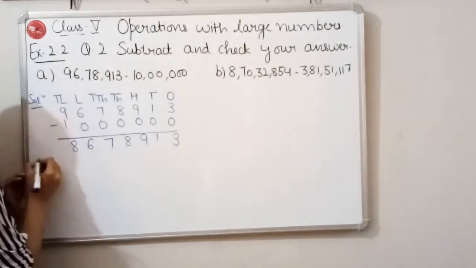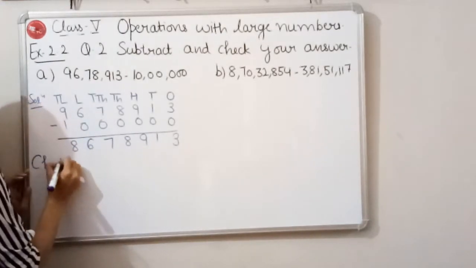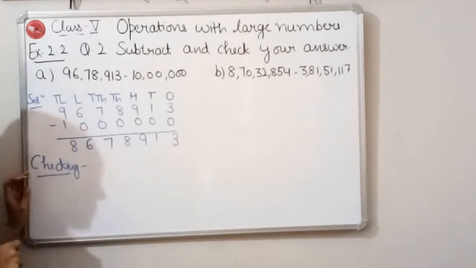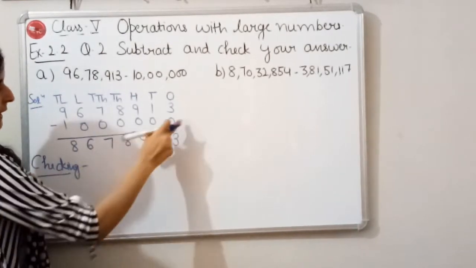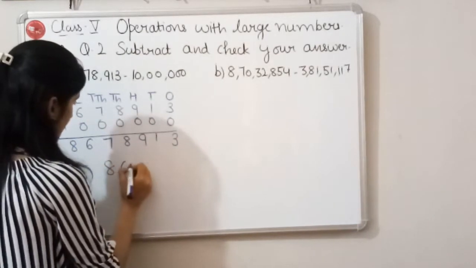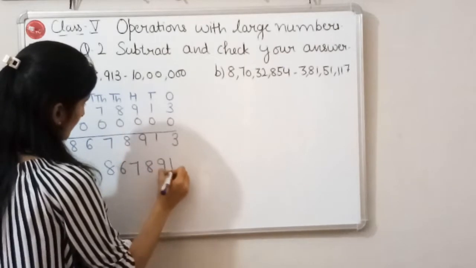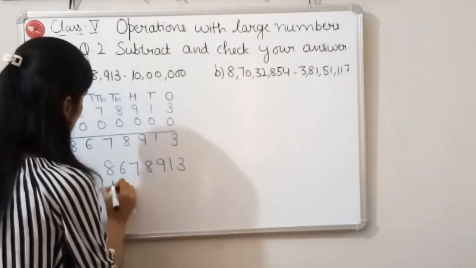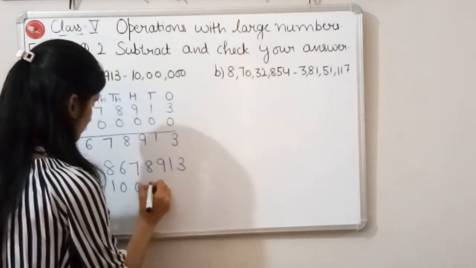Now what we have to do? We have to do the checking part. How will we check? We will add this difference to this subtrahend. So 8, 6, 7, 8, 9, 1, 3 and then ten lakh.